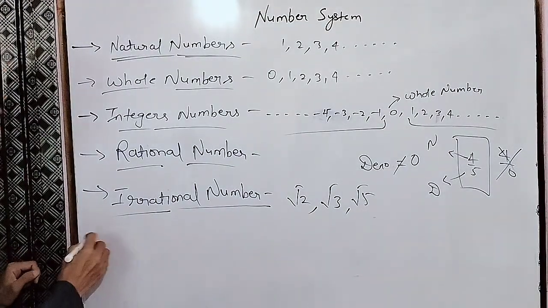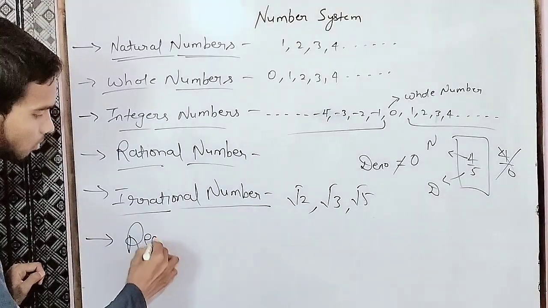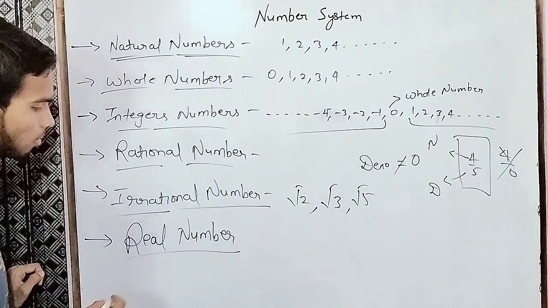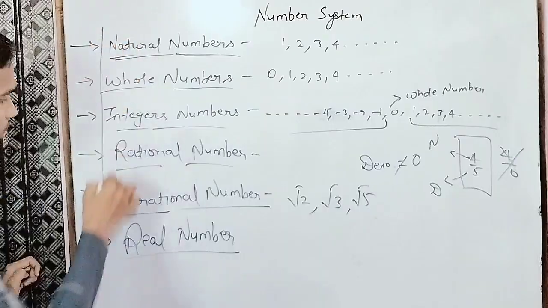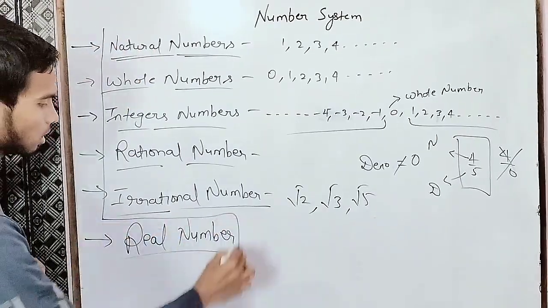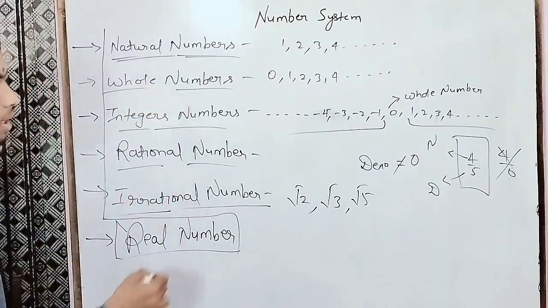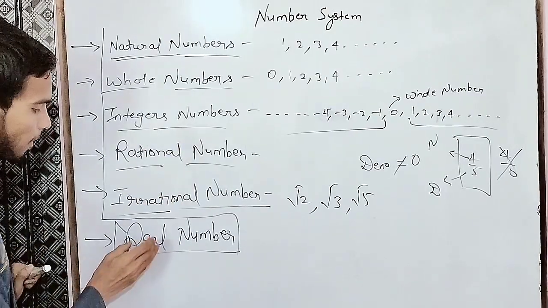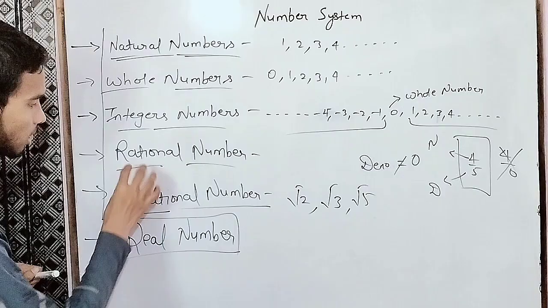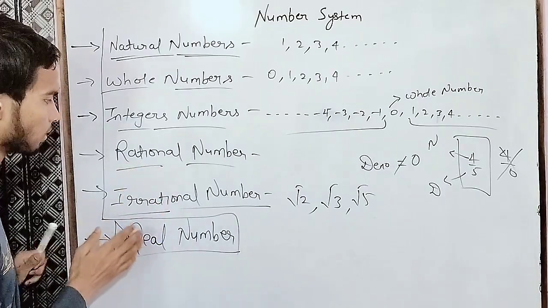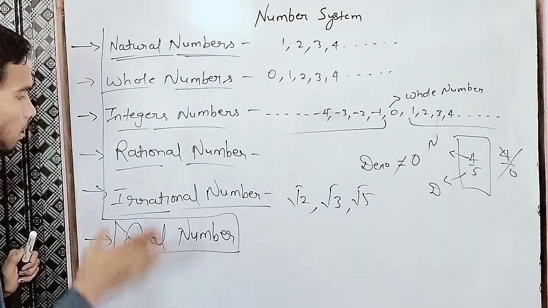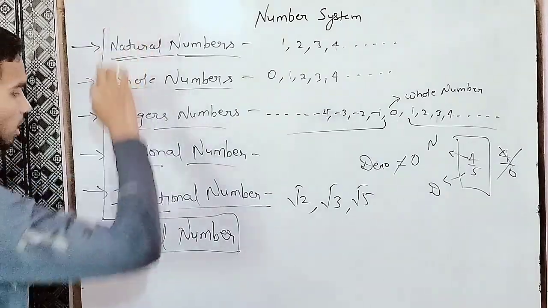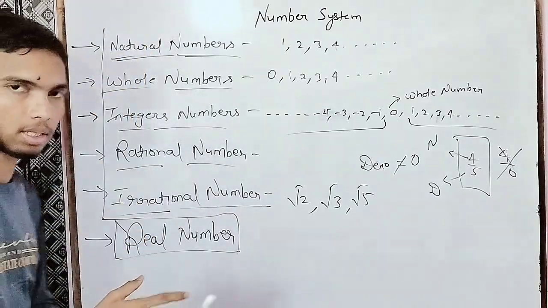Next comes real numbers. All these are real numbers. So here it will categorize these into different parts. This will be in another part, this will go like this, but irrational is in another.